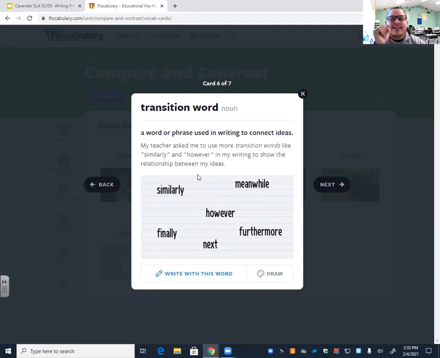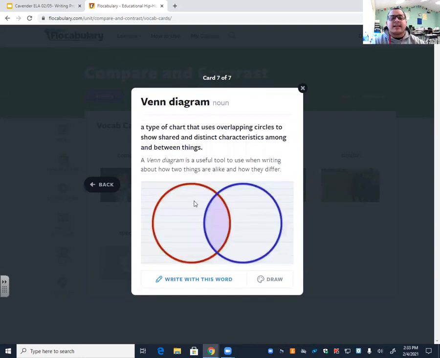You guys are gonna laugh. Similarly, yes, I said it right. That is telling how they are similar. Meanwhile, however, furthermore, those are words that are telling how something is a little different. And then our last one was our graphic organizer, the Venn diagram.